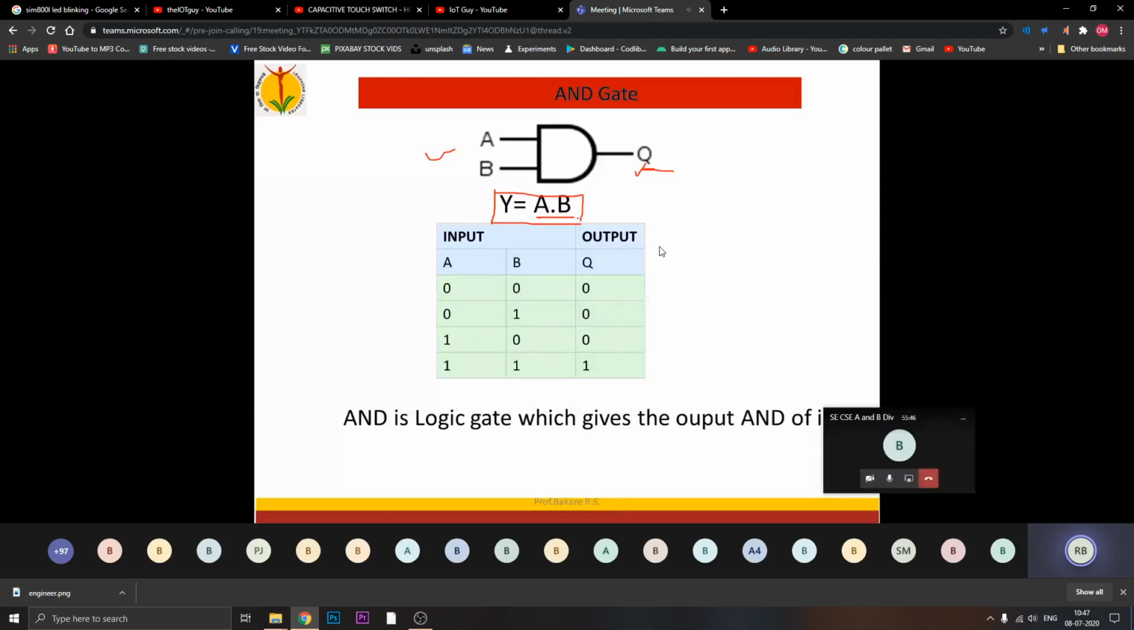But if you look at it in terms of digital, we always call it A AND B. The dot symbol is nothing but AND. We call it A AND with B. That means it has two inputs: one is A and the second one is B.